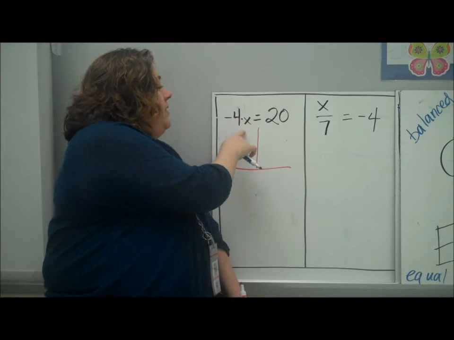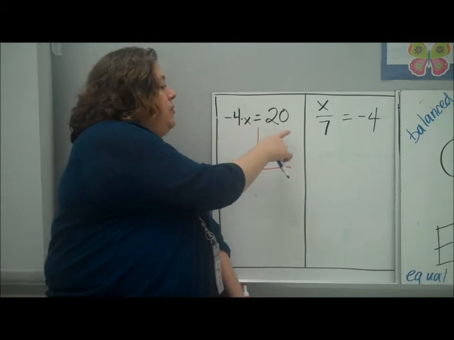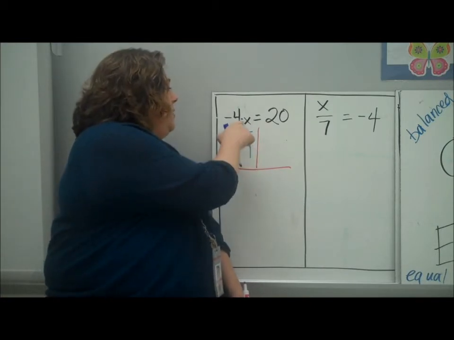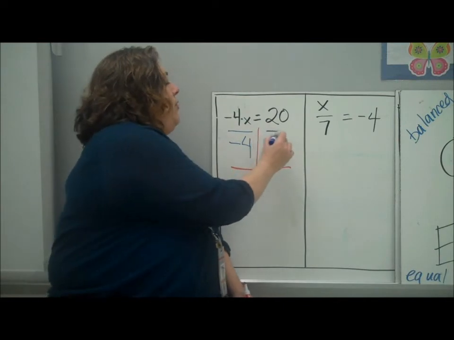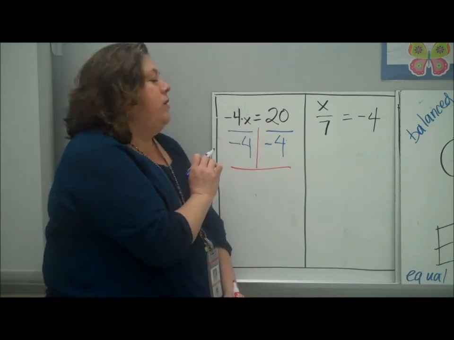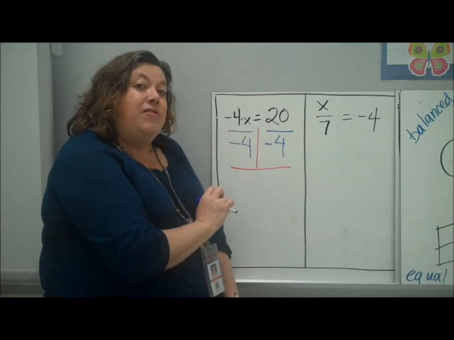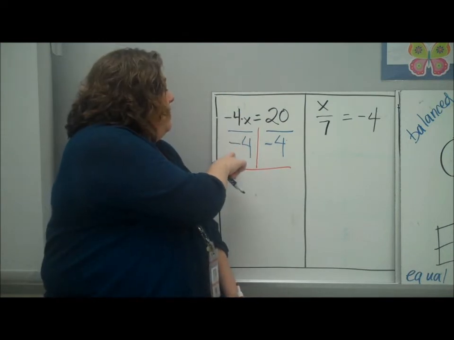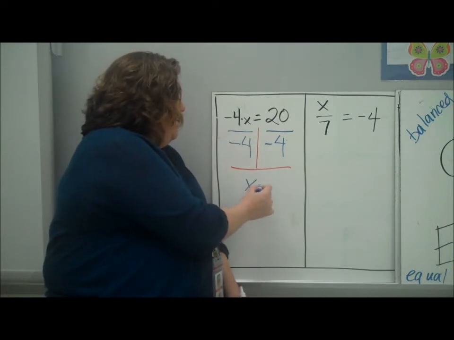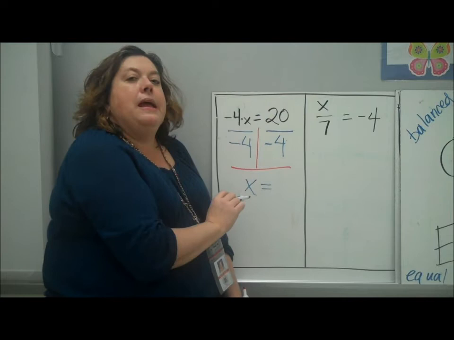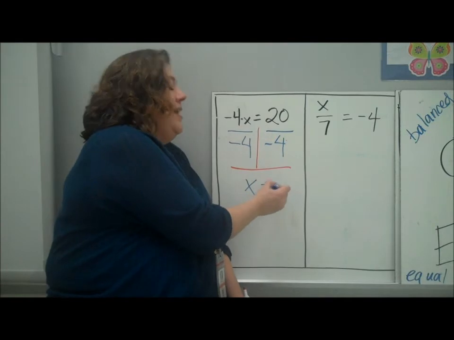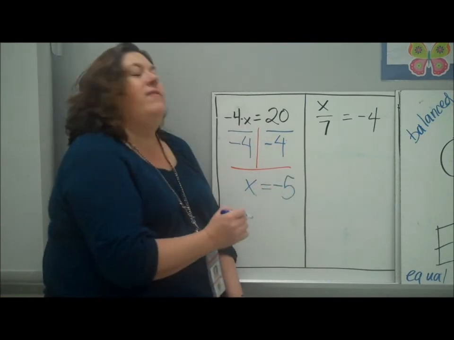So I have negative 4 times x equals 20. I would like to divide. Because I see this multiplication, I'm going to divide both sides by negative 4. Negative 4 divided by negative 4, anything divided by itself, inverse property. These will cancel each other out. I have a plain old x. 20 divided by negative 4. Positive divided by negative equals negative 5.